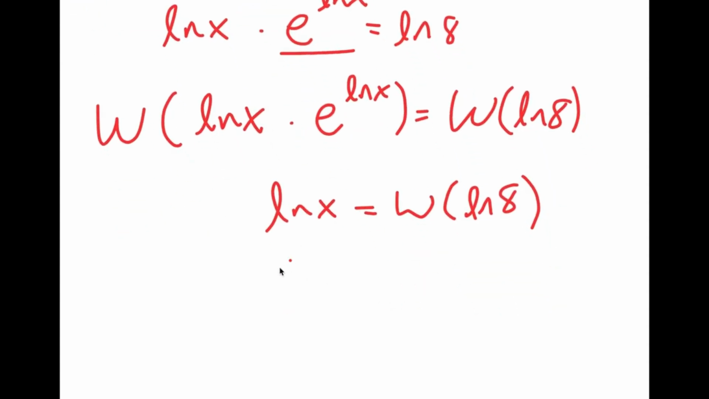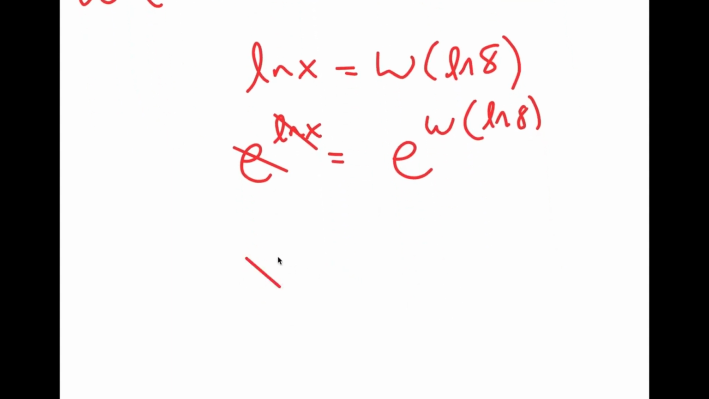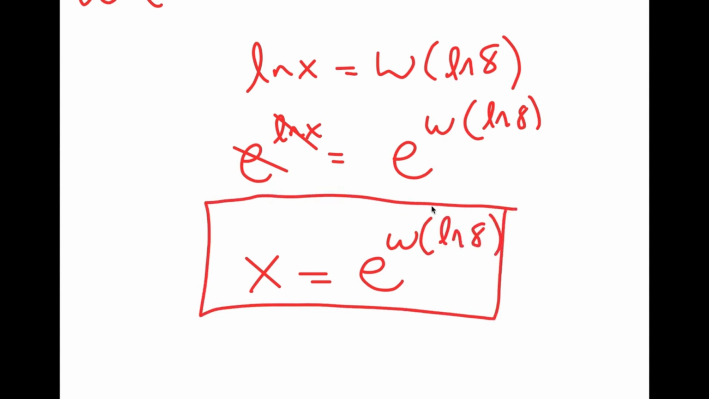And then now I'm going to take e to the power of both sides. So I get e to the power of ln x is equal to e to the power of w of ln 8. And e and ln cancel out. So I get x is equal to e to the power of w of ln 8. So this is my value of x.